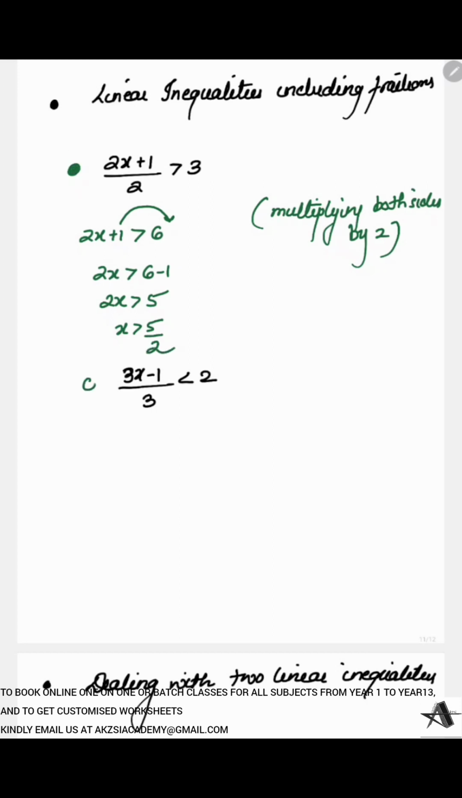The next one, we have to do the same thing because 3 is in the denominator. We need to multiply both the sides by 3. So 3x minus 1 less than 2 into 3, which is 6. Transposing it here, you will get 3x less than 6 plus 1. 3x less than 7. And divide both the sides by 3. Finally, you will get x is less than 7 over 3. This is the final inequality. That means all the values of x that are less than 7 over 3.